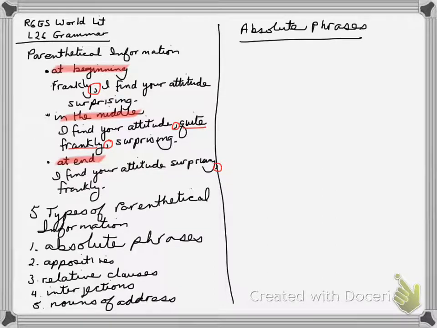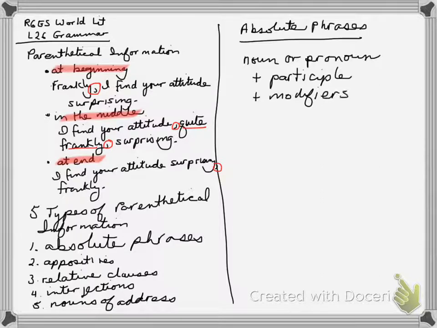My absolute phrase is "the test finished." What have I got? What makes up the absolute phrase? A noun or a pronoun with a form of a verb, called the participle, and maybe any modifiers. The modifiers are optional. Okay, so here in this sentence we have "the test finished." This is the absolute phrase.